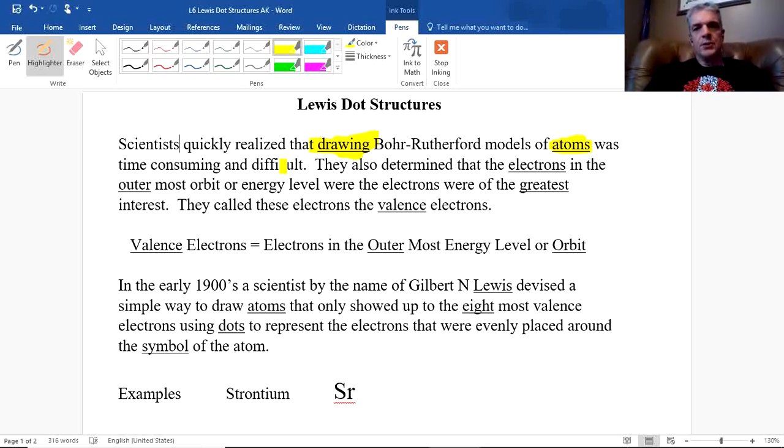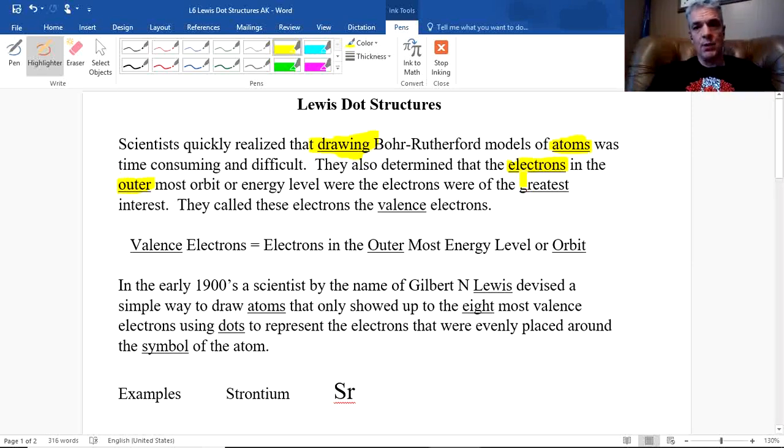They also determined that electrons in the outermost orbit, so the electrons on the outer shell, the outer energy level, outer orbit. Notice how I use three different words there: shell, orbit, and energy level. You'll hear all of those used interchangeably. Unfortunately, add a third one in there. They were the electrons that were of greatest interest.